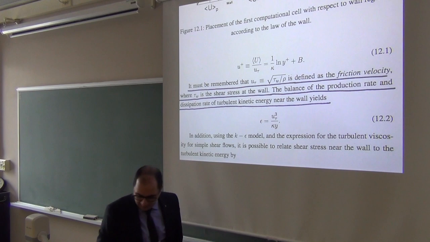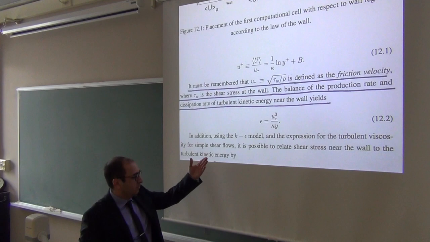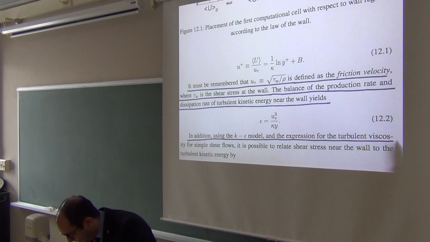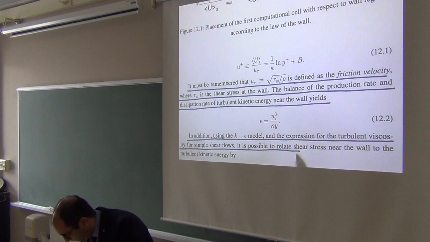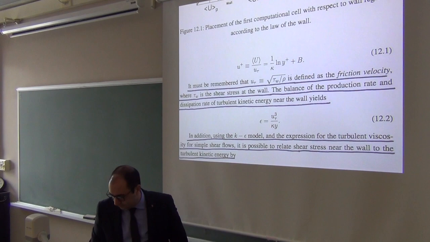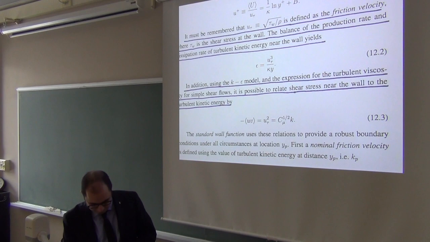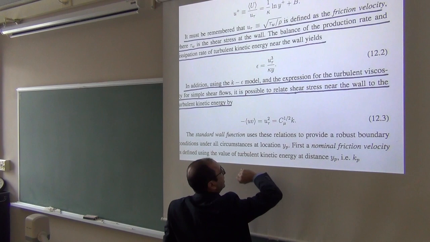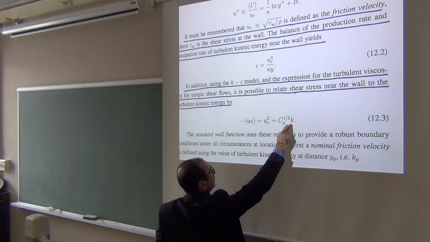In addition, suppose you use a K epsilon model for turbulence. Most models out there are some sort of a RANS model, including K epsilon. And with the expression for the turbulent viscosity for simple shear flows, it's possible to relate the shear stress near the wall to the turbulent kinetic energy. Now, this I also did for you in that problem. So I showed you this part, right? How Reynolds stress is related to friction velocity. Now I'm adding an extra piece here. I say this is actually related to turbulent kinetic energy.